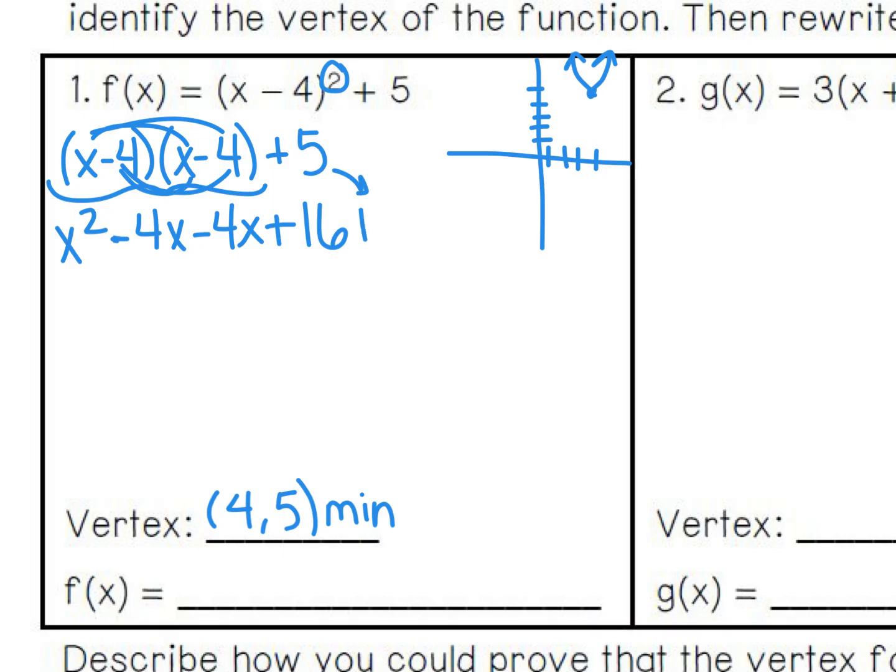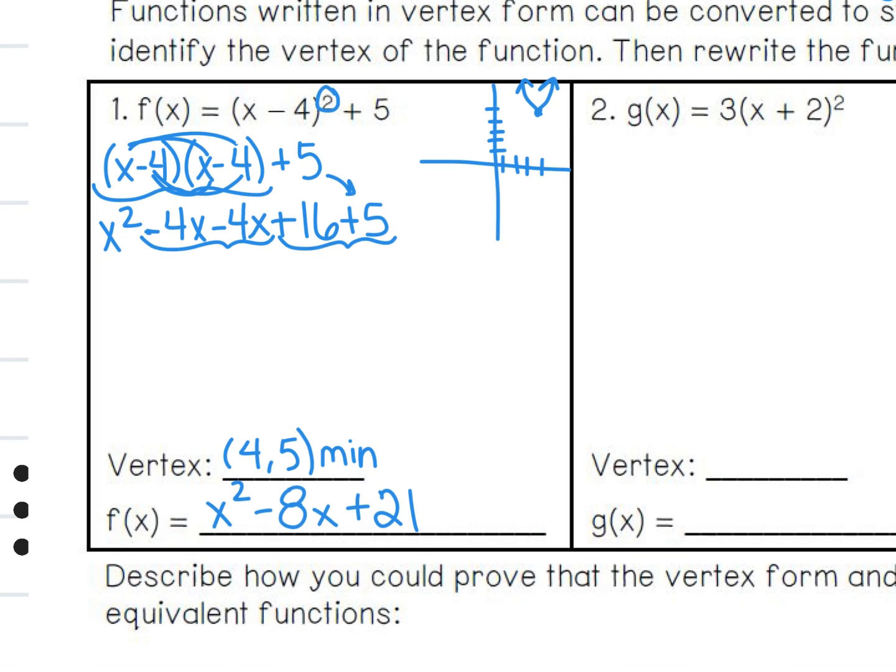Oh, we did the box? Okay, I'll do the box on the next one. And then we still have this plus 5. We're not quite done because we can collect like terms, okay? We actually have two sets of like terms. So we have x squared, a negative 4 and a negative 4 is a negative 8x, and a positive 16 and a positive 5 is a positive 21.